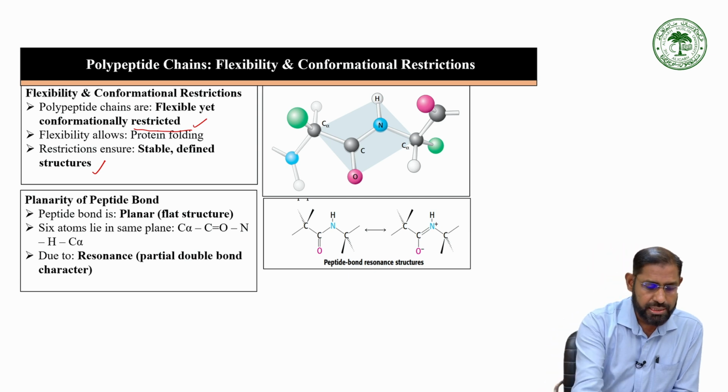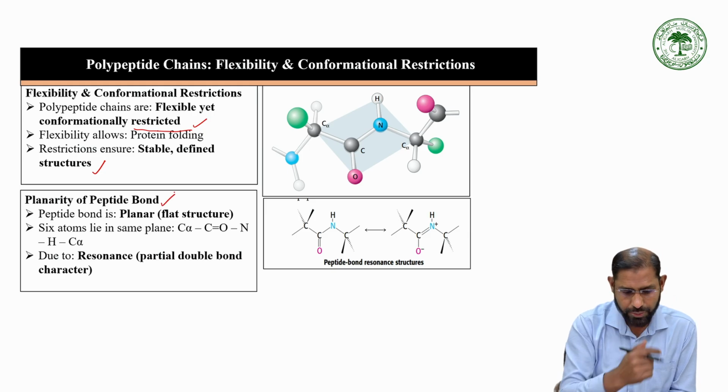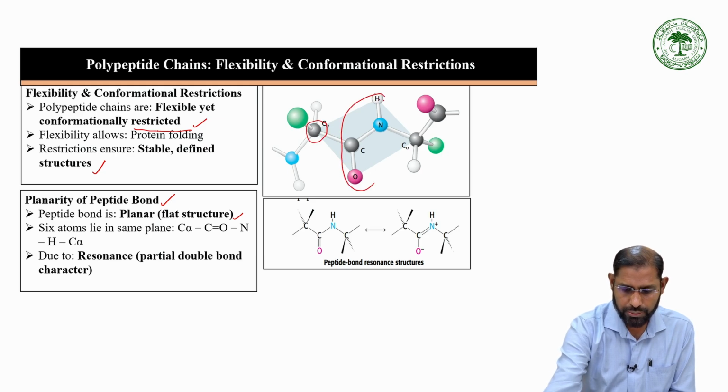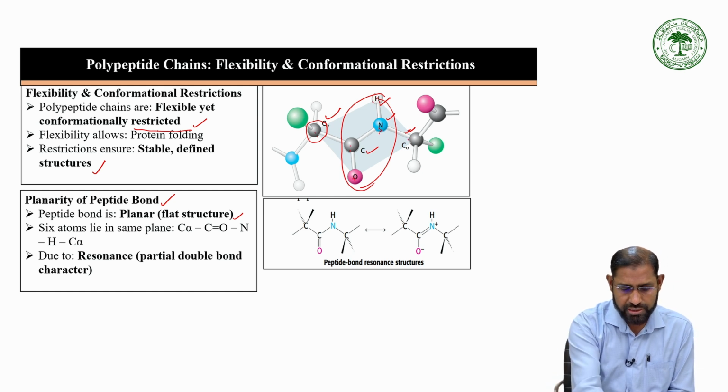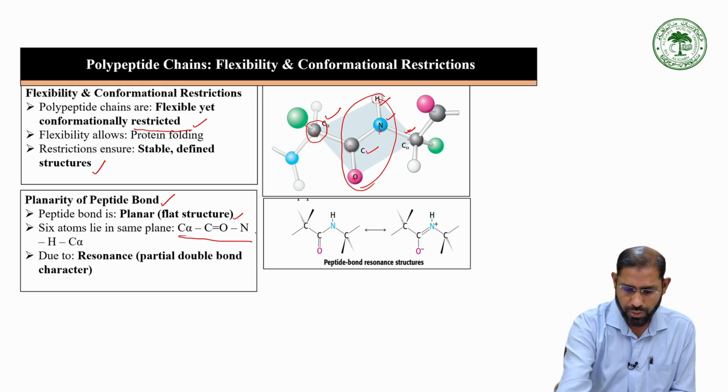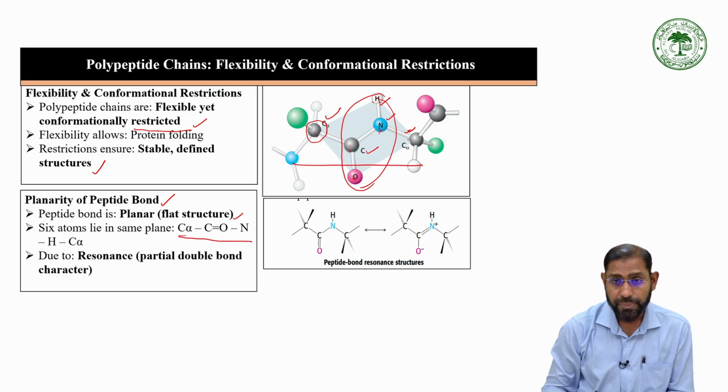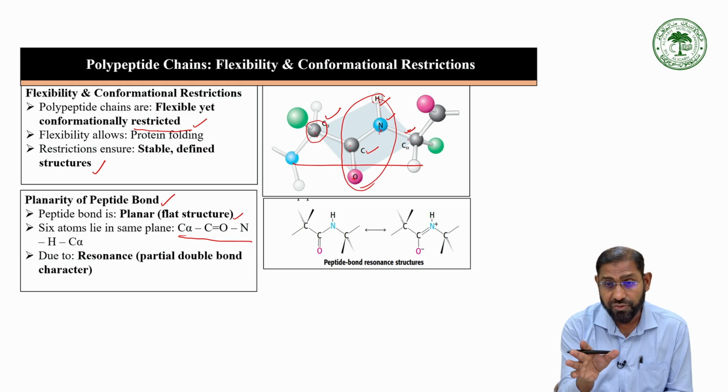The peptide bond has planarity, meaning the peptide bond is a planar structure. You see this is the peptide bond, with the alpha carbon attached to this NH group. This plane has six atoms: C alpha, then CO, then NH, and C alpha. So 1, 2, 3, 4, 5 and 6. All six atoms lie in the same plane. That is the planar, or flat, structure of the peptide bond.